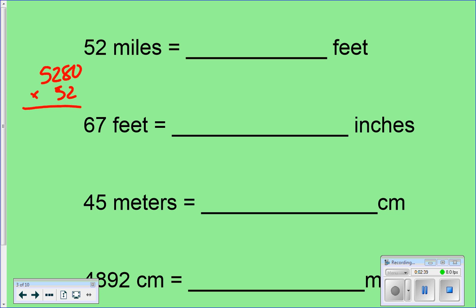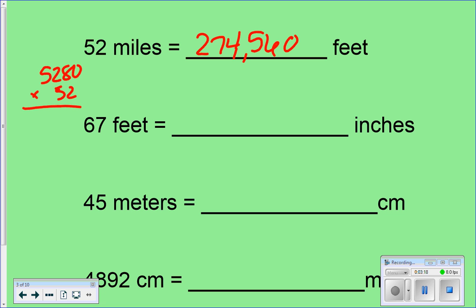Here's the thing I like to think about. If I'm going from miles to feet, I have 1 mile. How many feet are in 1 mile? 5,280, right? So if I have 52 of them, I need to multiply to figure out how many feet I have. To save us time, I'm going to do it on my calculator. 5,280 times 52. It should be 274,560. So that's how many feet are in 52 miles.